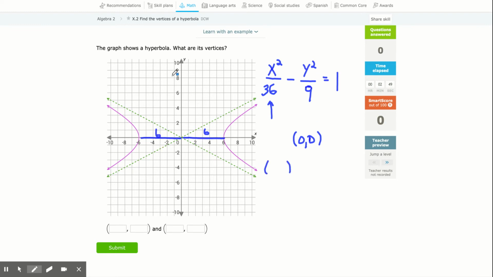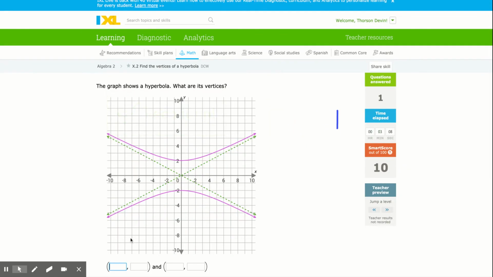And the vertices aren't up and down from the center, so I don't change the y value. I just have a negative 6, 0, and I'm going to type those in here. So I have a negative 6, 0 for one vertex and a positive 6, 0 for the next vertex.